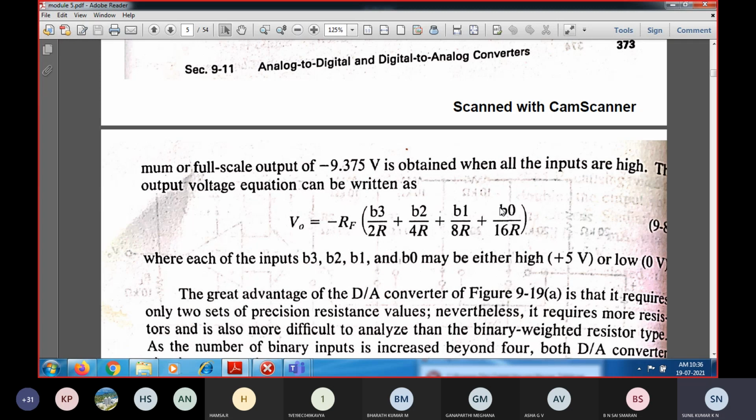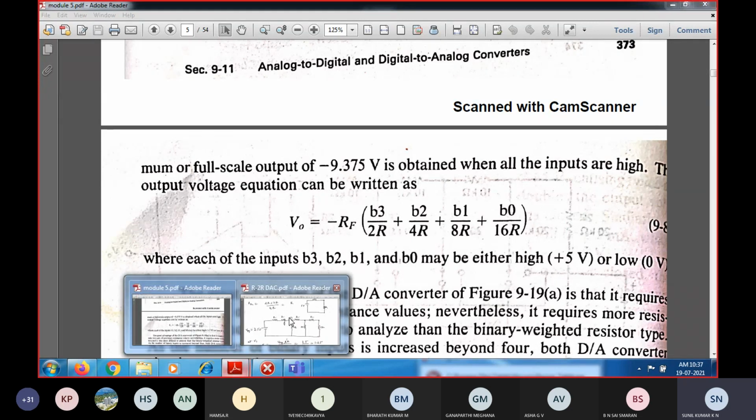For 1111, you will be getting 2.5 plus 1.25 plus 0.625 plus 0.3125. So that is 4.6875 as the output voltage, multiplied by RF by R. RF is 20k divided by 10k, so it will be equal to 2. So multiply with 2, and that is going to give the full scale reference voltage as 9.375. You will be getting this as the full scale reference voltage.